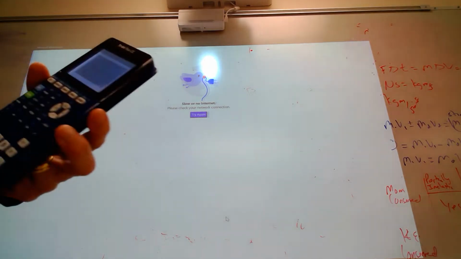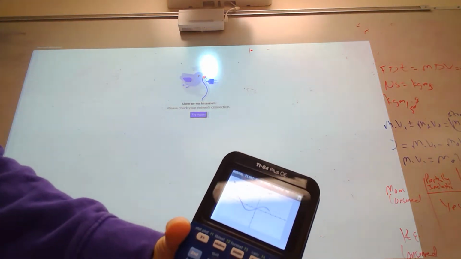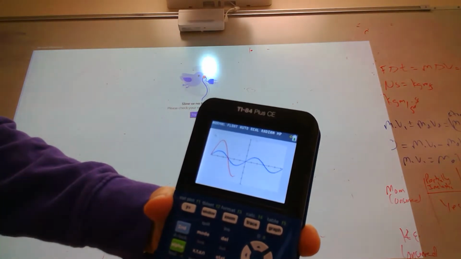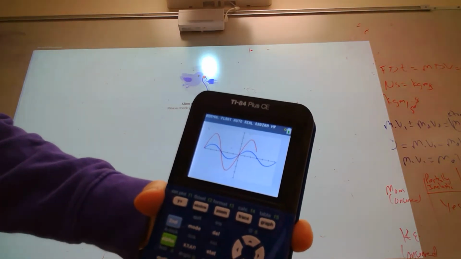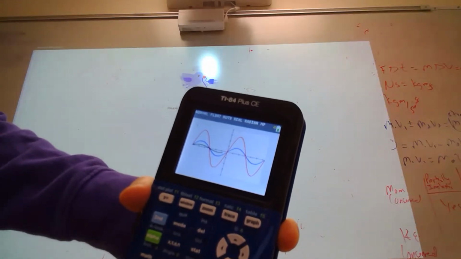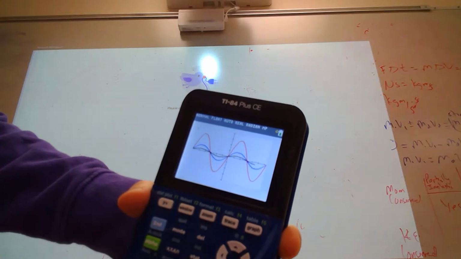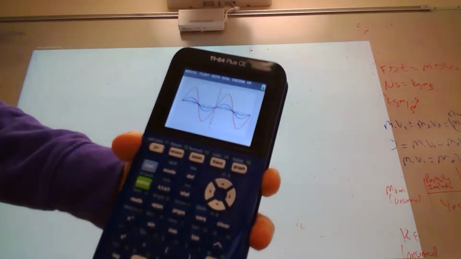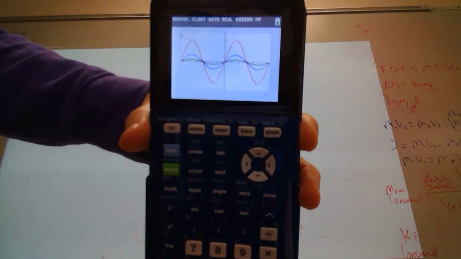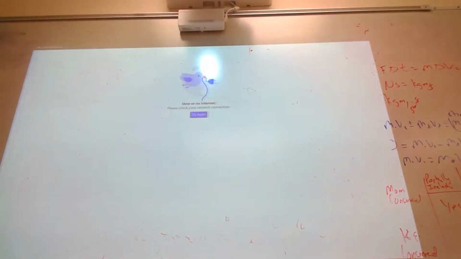Okay, so that is sine x. Then going up bigger is 3 sine x. And then coming down half as much is 1/2 sine x. Now, they all have the same zero crossings. What we've done is shrunk it by a factor of 3 and stretched it by a factor of 3. Did everybody see it?